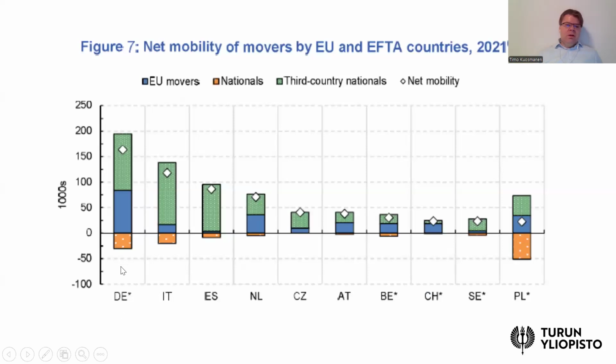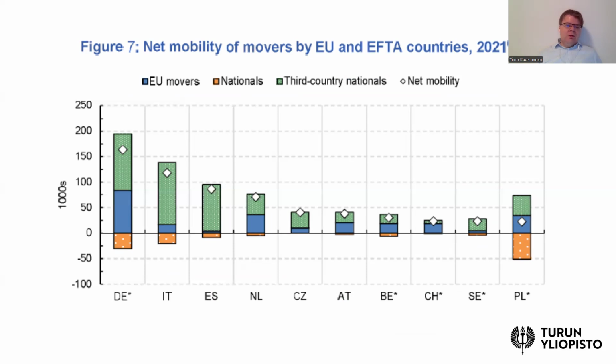So here is, for example, Germany, the largest economy in the EU. The negative orange color means that there's a net migration away from Germany to other countries. However, the labor pool has increased because there is a large number of movers both from the EU and from the third countries. So the green color is third country nationals, blue color is EU movers in Germany, and the orange negative value is then German nationals moving to other countries.